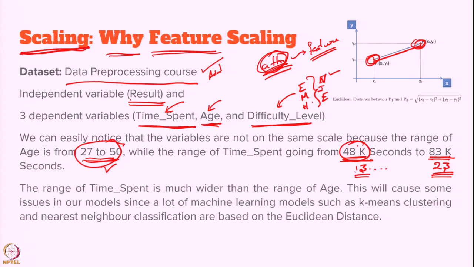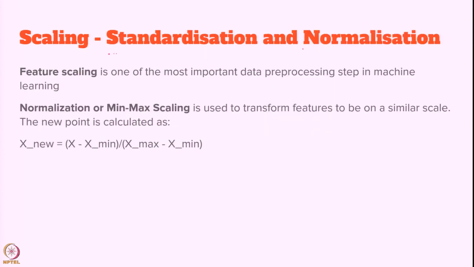Now, how to do feature scaling? Before that, you need to know that there are a few algorithms which do not use the distance metric. In that case, you can use the data directly. You need not do the feature scaling. But most of the algorithms actually use distance-based metrics to do some analysis in their methods. So in those cases, we have to do the feature scaling. Now, how to do feature scaling? We can do it in two ways. One is normalization, another one is standardization.